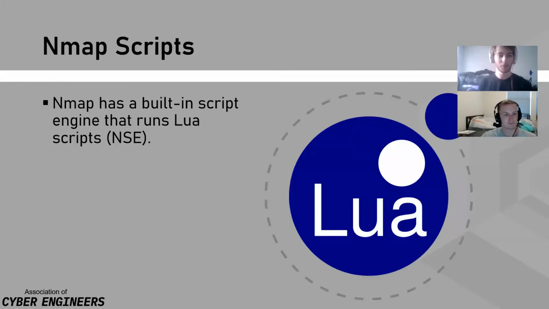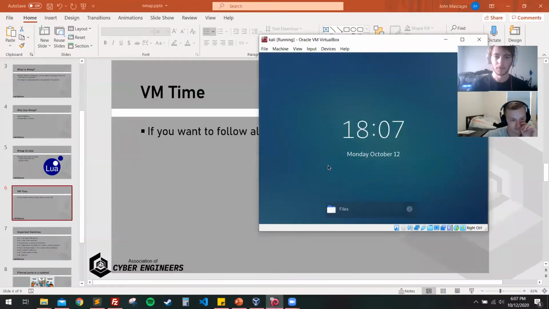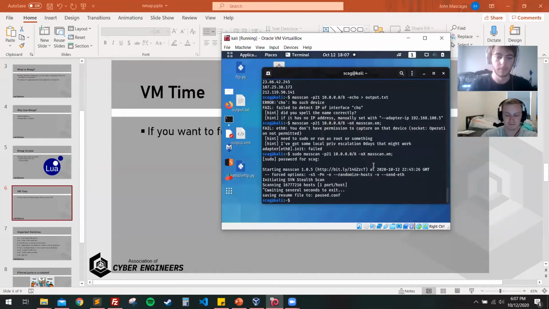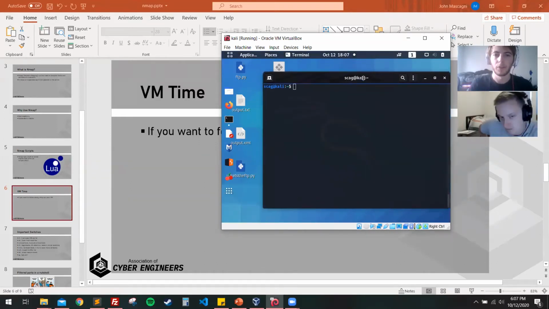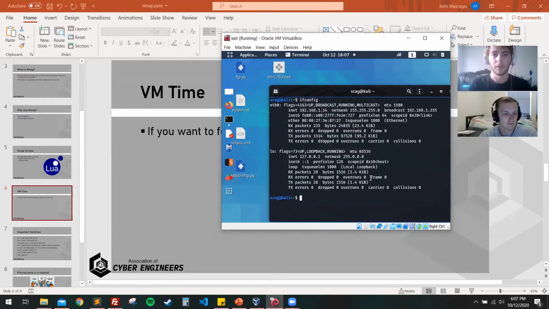So Nmap has scripts that run on the Lua engine. Lua sucks. I tried to write a script in it, and I gave up and used Python because Python's easier. It's called NSE. So let's actually use it. Okay. So let's first grab our IP, 114. So let's just Nmap myself.